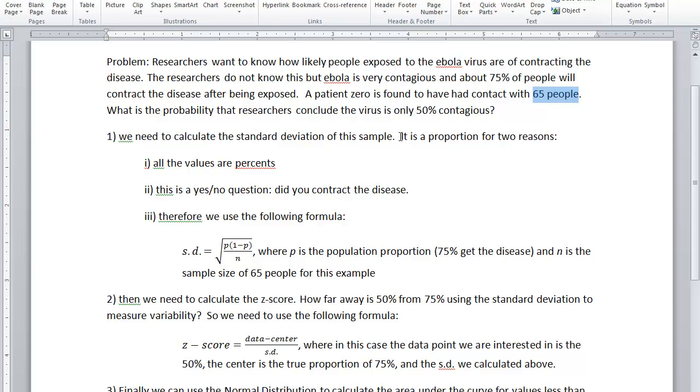variability. All right. Now, we're going to calculate this standard deviation as a proportion for two reasons. First, all the values are in percents. We've got 75% of the people and 50% contagious. Okay, so percents are a dead giveaway. Why is that red? Let's find out.